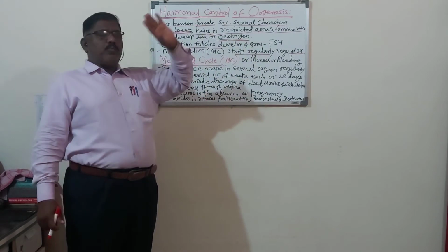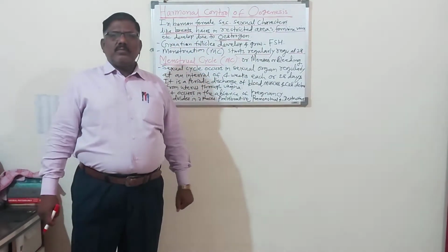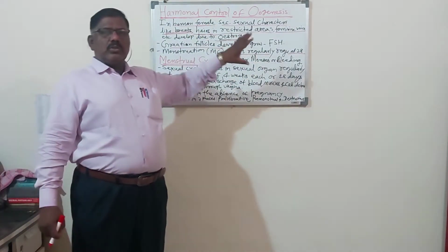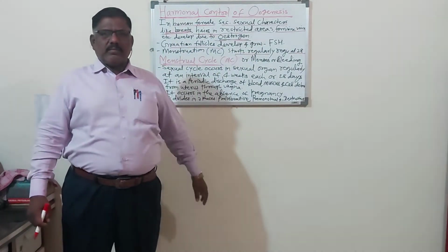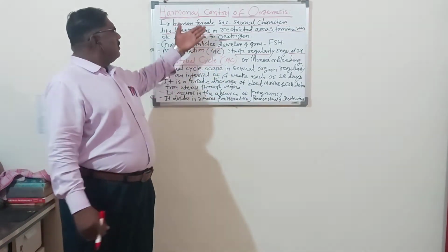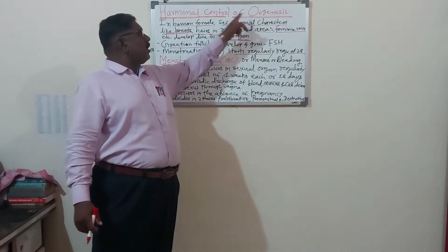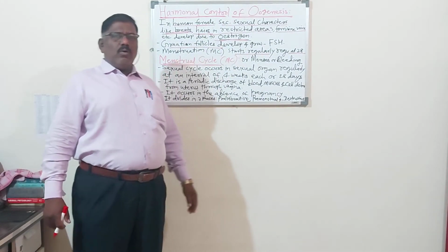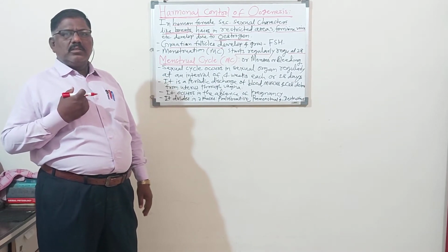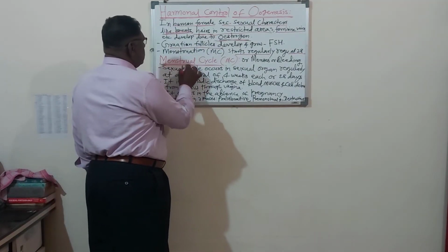So, hormonal control of oogenesis. This is sufficient for description. In the notes, more matter is given for detailed, deep study. But here, some points are given. It is sufficient for the hormonal control of oogenesis. Now, in your syllabus, for our detailed knowledge, there is a bit on the menstrual cycle.